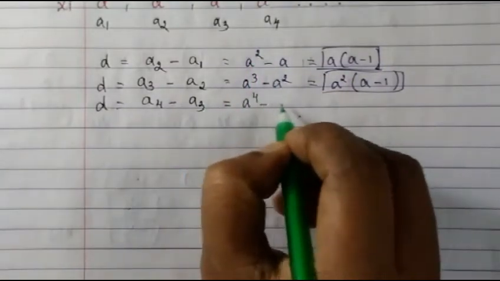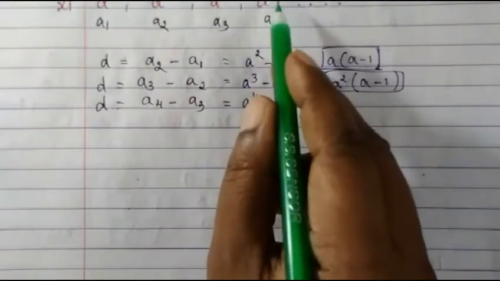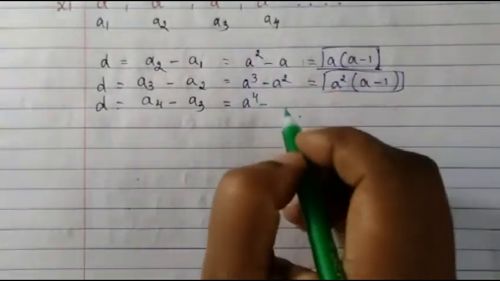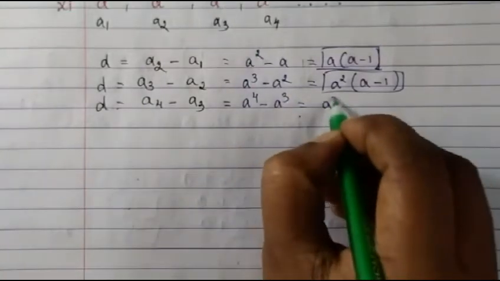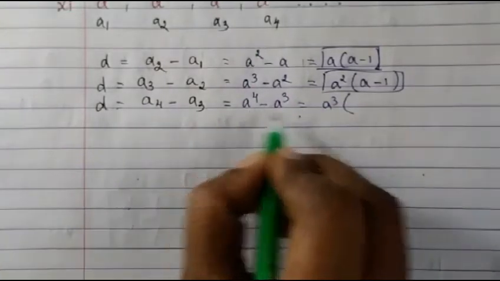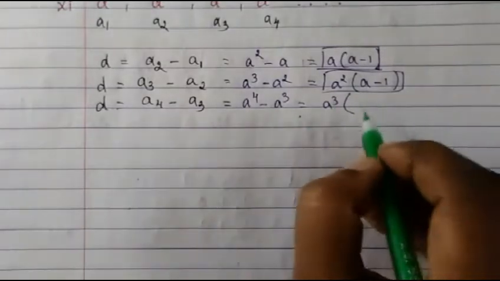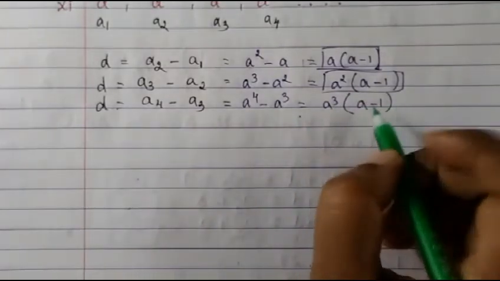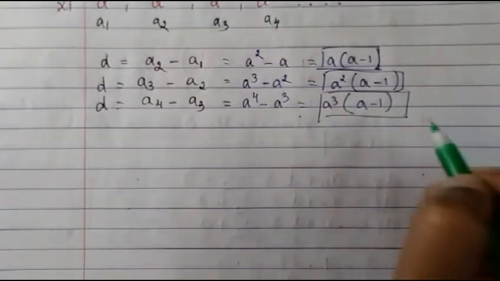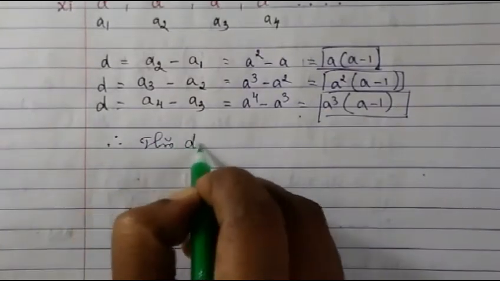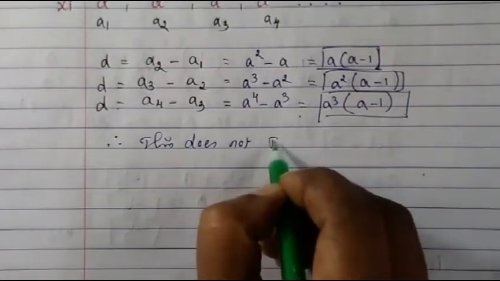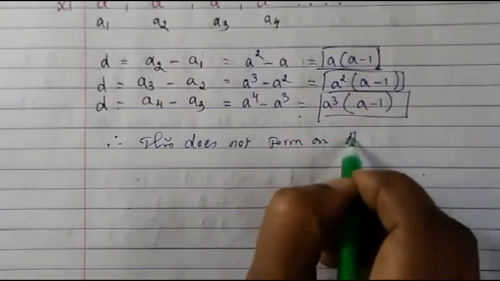a4 is a raised to 4, and a3 is a cube. Again we can take a cube out common, because here it is 4 times and here 3 times. So we'll have a minus 1. Already you see the d value is different. Therefore this does not form an AP.